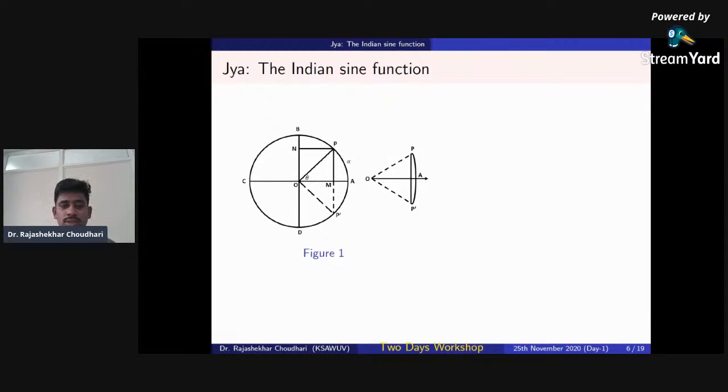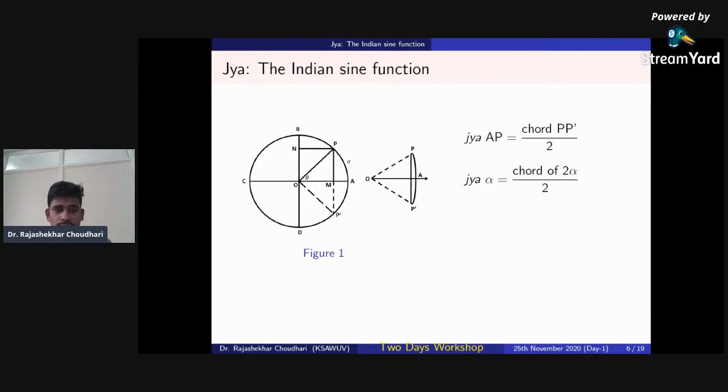We can also see that the Ja of an arc AP is equal to chord PP dash by 2, and we know that the length of AP is alpha. So Ja alpha is equal to chord of 2 alpha by 2, because the length PP dash is equal to 2 alpha.